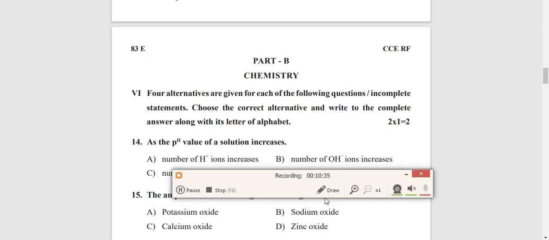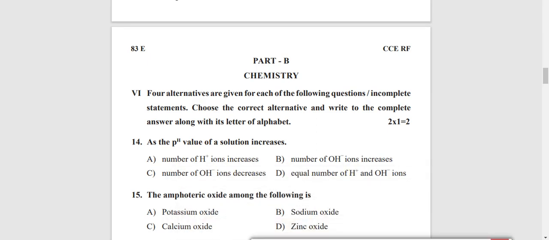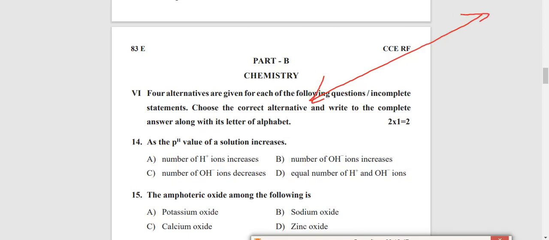In this also first two questions are choose the correct answer, that is objective question. The first question is, as the pH value of a solution increases, do you remember the pH scale which we have learnt? In the center we have 7, over here we have 14, and over here we have 0. So this pH scale is marked from 0 to 14. So what they are asking, what will happen if the pH value of a solution increases? Means if the pH value will increase, then it will go till 14.